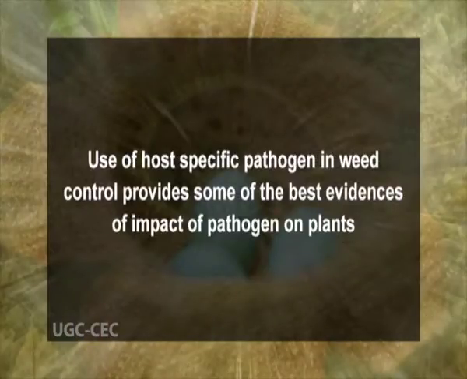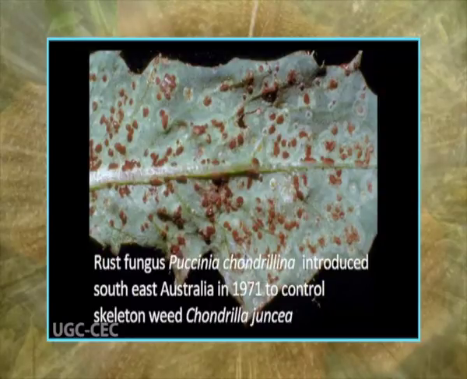The use of host-specific pathogens in weed control provides some of the best evidence of the impact of pathogens on plants. The best documented case is the introduction of the rust fungus Puccinia chondrillina in Southeast Australia in 1971 to control skeleton weed, Chondrilla juncea. This skeleton weed is a native of the Mediterranean region with numerous forms having a maximum density of less than 10 plants per square meter, while in Southeast Australia density can be even 1000 plants per square meter. Only 3 forms, A, B and C, grow there, of which type A was most widespread.